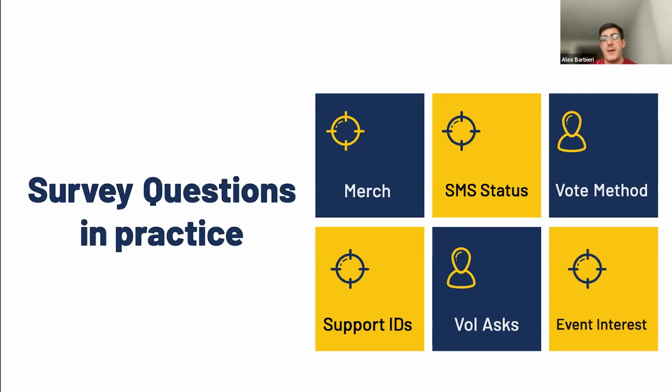And another one that I've done in the past is event interest. So if you're doing a series of events and they can't attend the first one, but they can attend subsequent ones, you can keep track of which event they said they would want to attend so that you can follow up with them later down the line. So again, these are just a few examples of how you can use activist codes and survey questions to keep track of the data that you are generating, that you can use later down the line to re-engage your supporters.